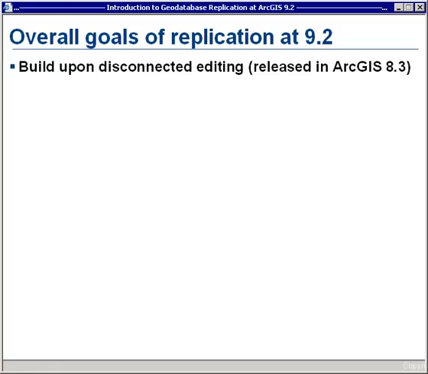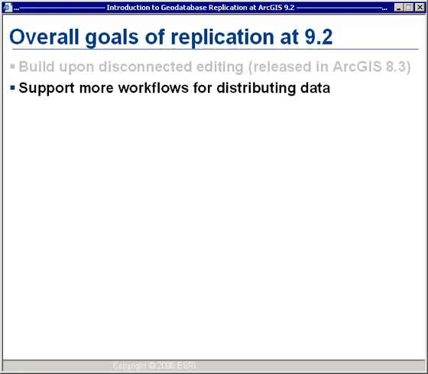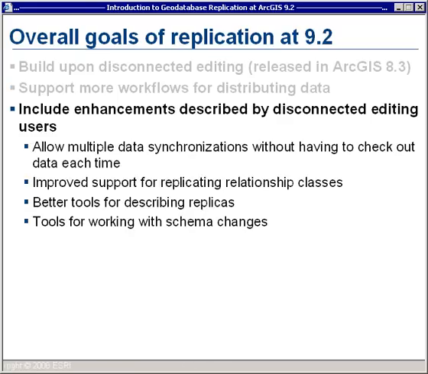During development of geodatabase replication, the development team has strived to keep the following goals in focus. We wanted to build upon the disconnected editing functionality released at ArcGIS 8.3. We wanted to support more workflows for distributing data, and we wanted to include enhancements described by our disconnected editing users, such as allowing multiple data synchronizations without having to check out data each time, improve support for replicating relationship classes, better tools for describing replicas, and tools for working with schema changes.